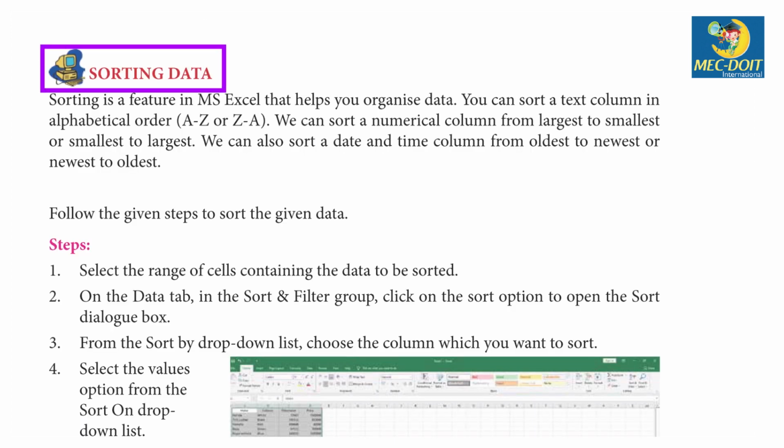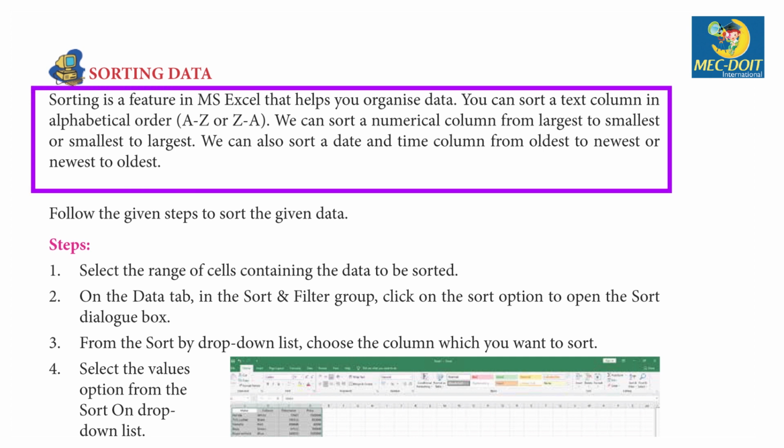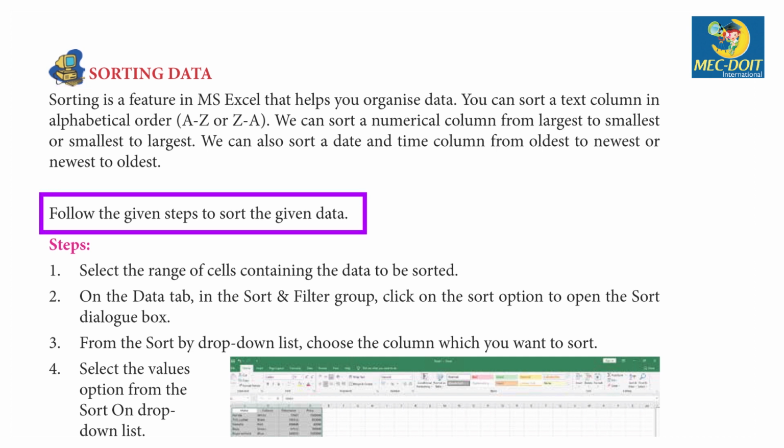Sorting data. Sorting is a feature in MS Excel that helps you organize data. You can sort a text column in alphabetical order, A to Z or Z to A. We can sort a numerical column from largest to smallest or smallest to largest. We can also sort a date and time column from oldest to newest or newest to oldest. Follow the given steps to sort the given data.